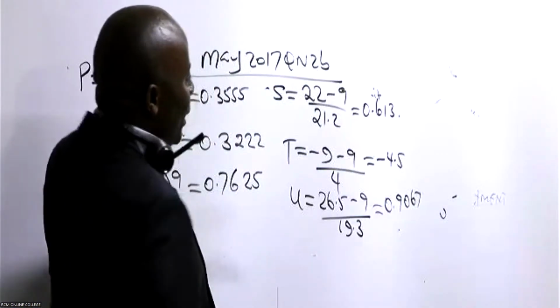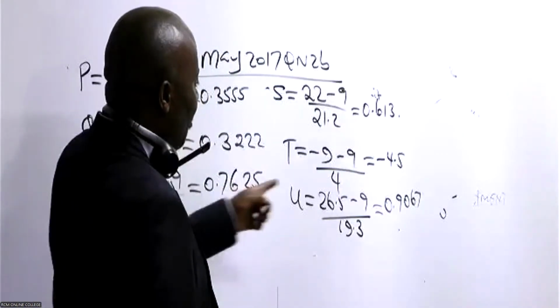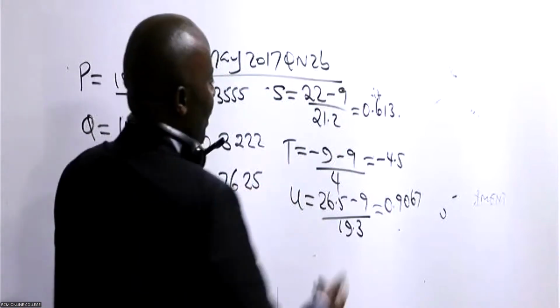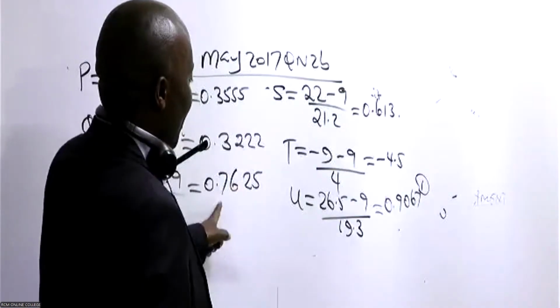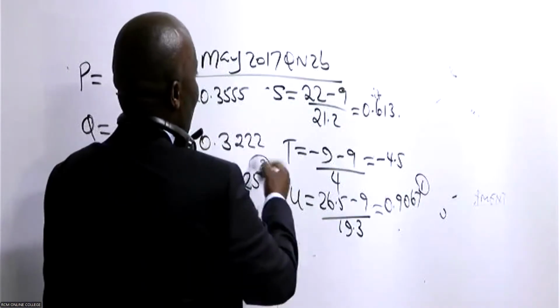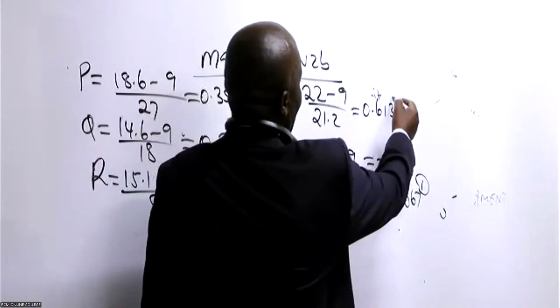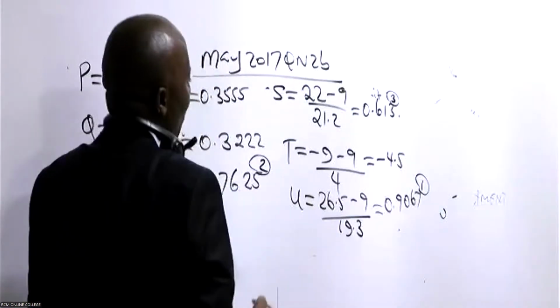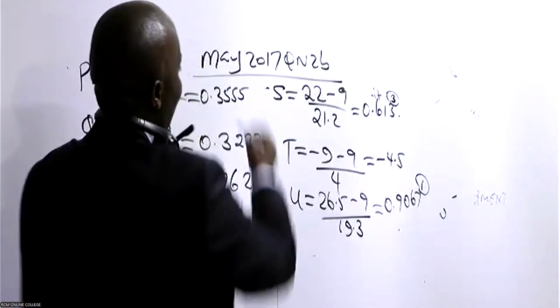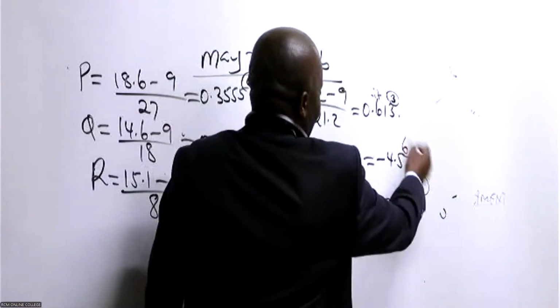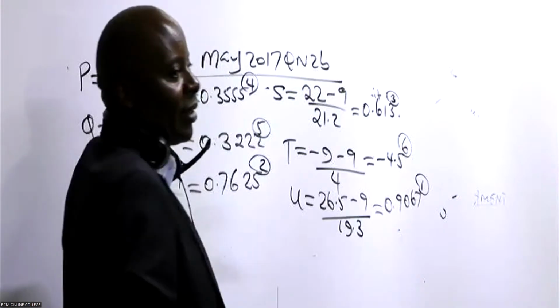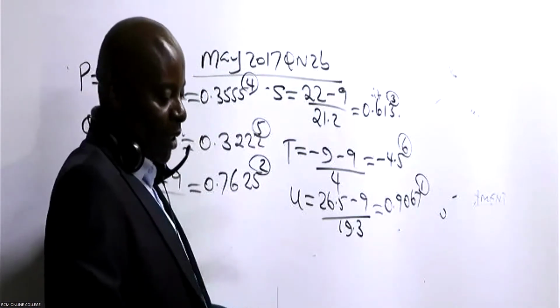So which one takes number 1? 0.90, so this takes number 1. After that, the next one is 0.7, so this takes number 2. And then 0.6, number 3, number 4, 0.35, so this takes number 5. And then the last one is the negative one, number 6. You were able to get this pretty fast.